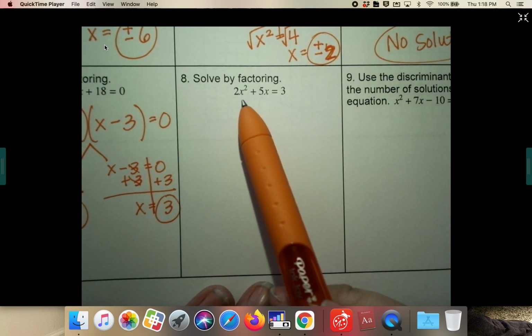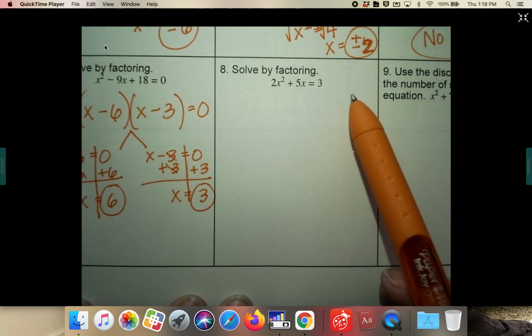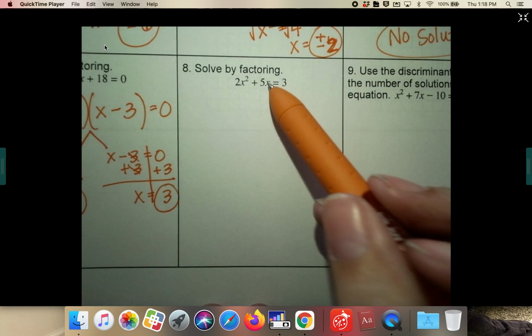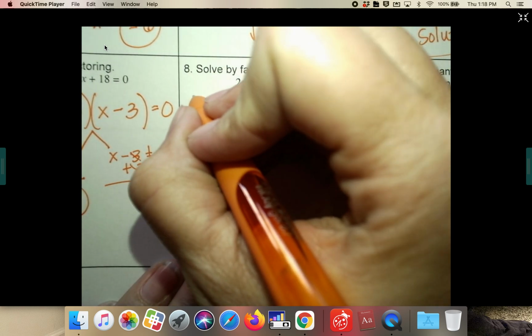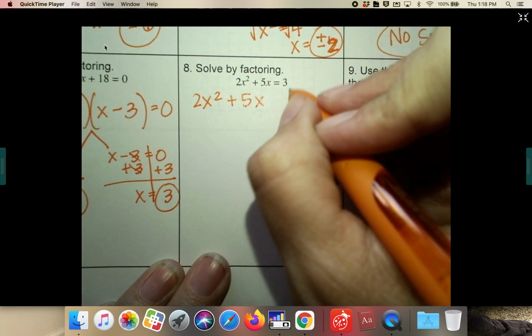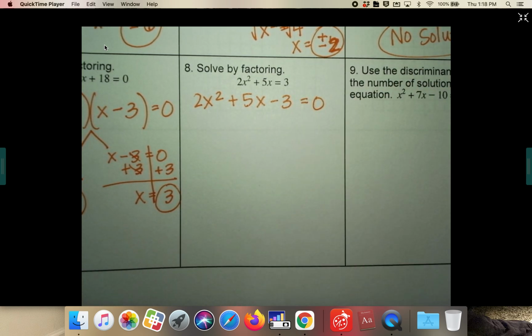All right, if we're factoring, we need it to be equal to 0 like this other one was, and this one is not equal to 0. So the first thing you should do is subtract that 3 to the other side. So you should have 2x squared plus 5x minus 3 equals 0. Now it's a trinomial.